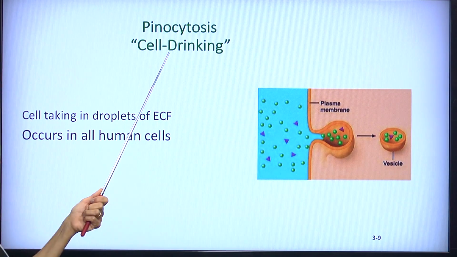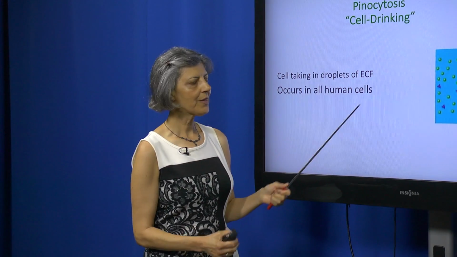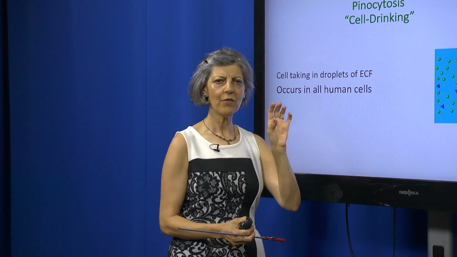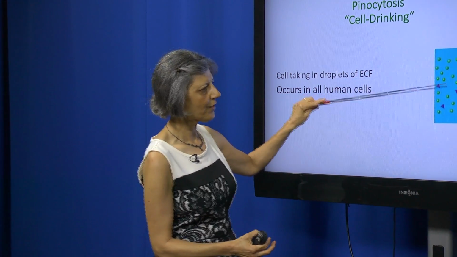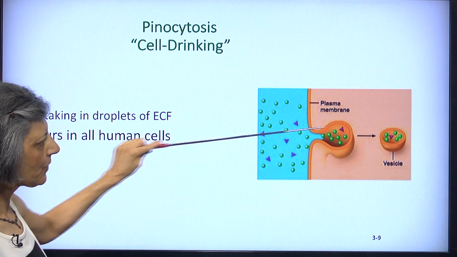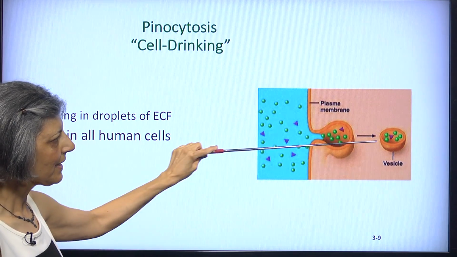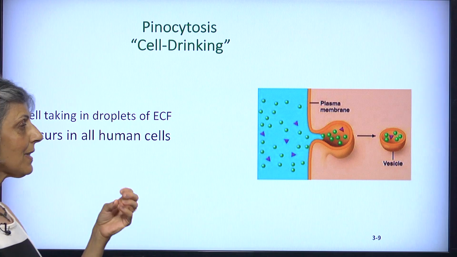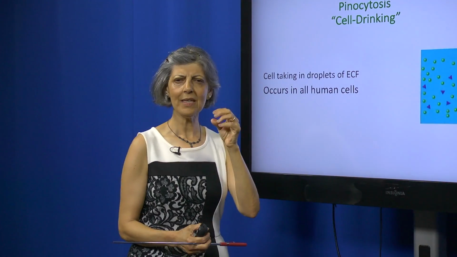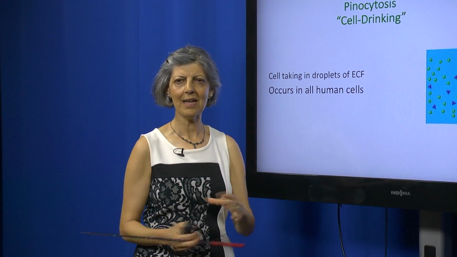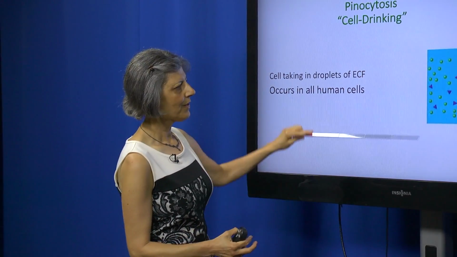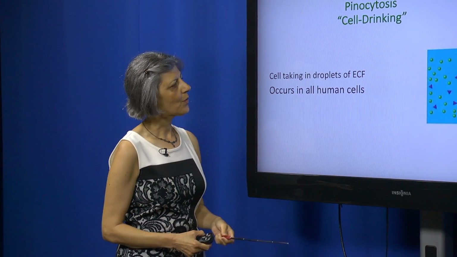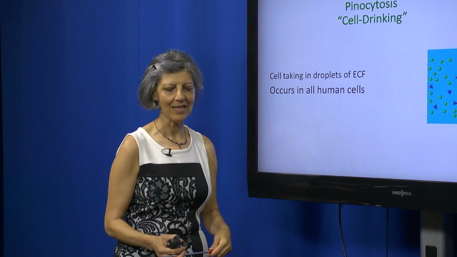Pinocytosis is cell drinking. So the cells, most of the body cells, will take small droplets of water from the extracellular fluid with some of the dissolved substances and bring them in the cell in a vesicle. Why do they do this? It's the cell wanting to know what exactly surrounds it. So the cell is aware of the surroundings, and this occurs in most of our human body cells.